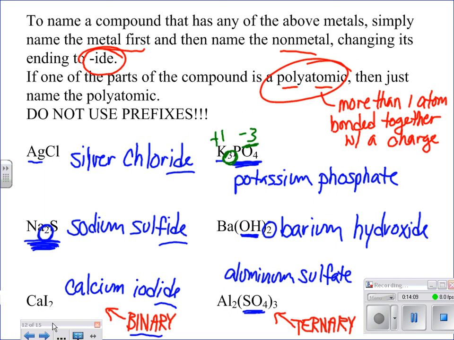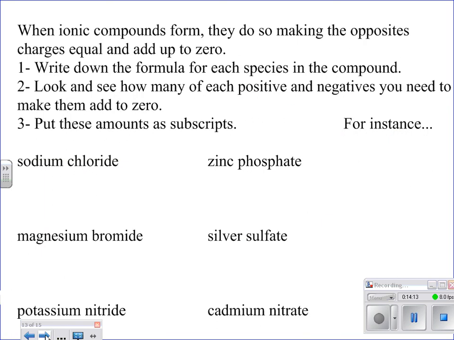Okay, so that made sense enough. Let's work in the opposite direction now. I'll start tying together here. So when ionic compounds form, they do so making the opposite charges equal and add up to 0. This is really the key of the whole thing, is that really we just want to form neutral compounds.